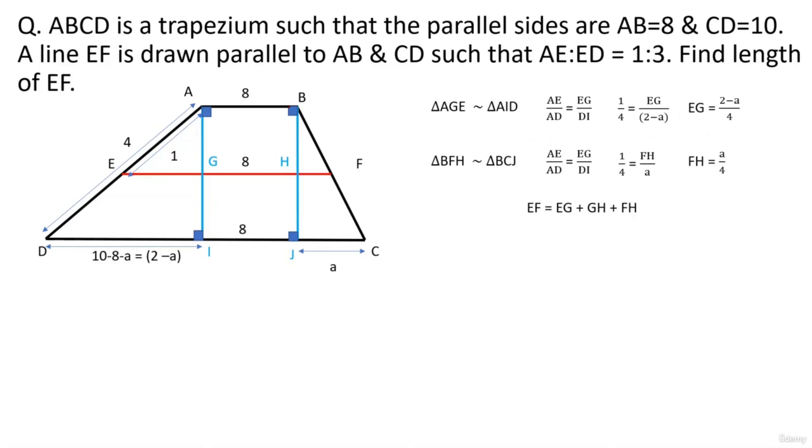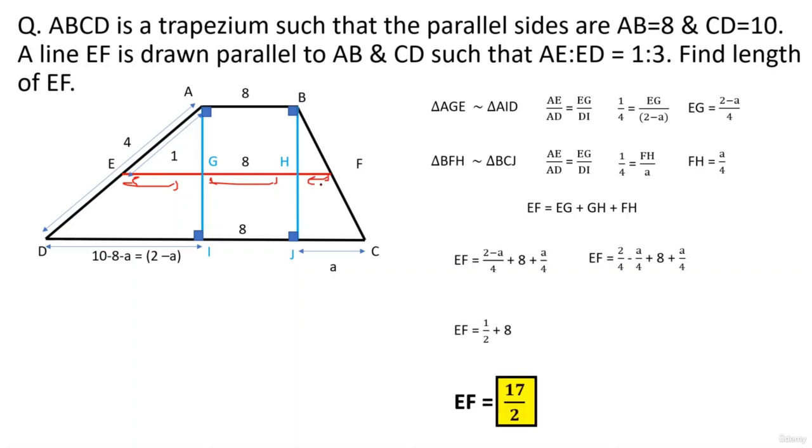Now, what is the value of EF, guys? EF is nothing but this EG, plus the GH, 8, plus HF, right? When you add these three values, you get EF is equal to 17 by 2, and that's the answer.